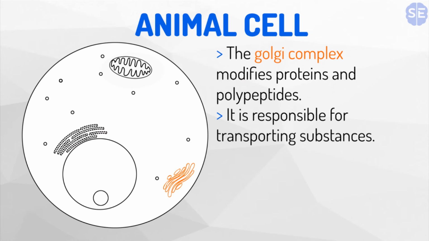After proteins are done in the rough endoplasmic reticulum, they can be transported to the Golgi complex, which further modifies proteins and polypeptides. Once modified, the proteins and polypeptides are packaged into vesicles to be transported out of the cell.